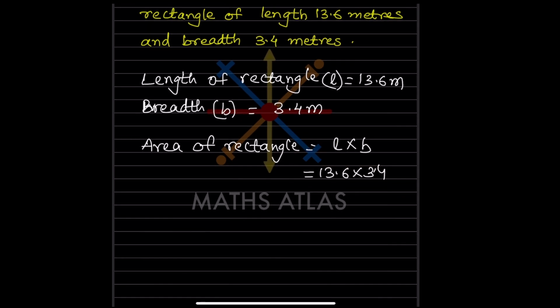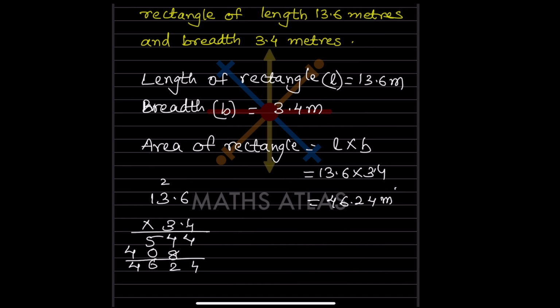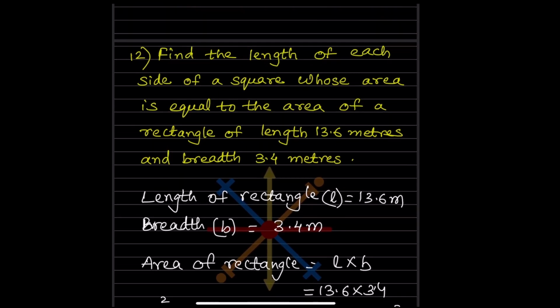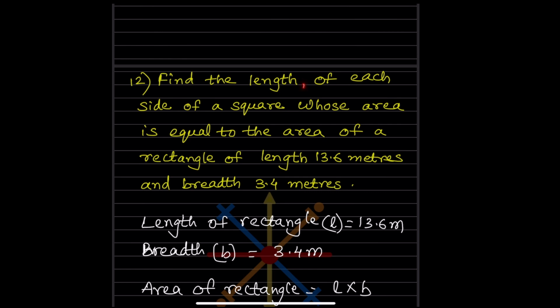So now let us multiply and see 13.6 into 3.4. Now see your decimals: after this one and this one, so after 2 we are going to put a decimal. That is going to be 46.24 meter, because it is area, so we have to write in meter square. Now they said the side of the square and the area of the rectangle are equal.